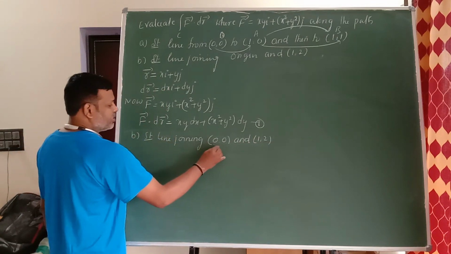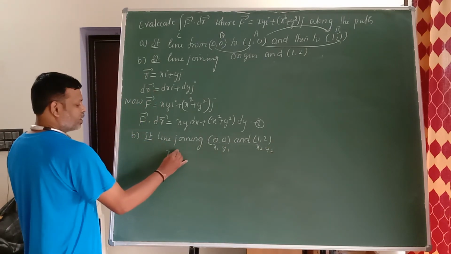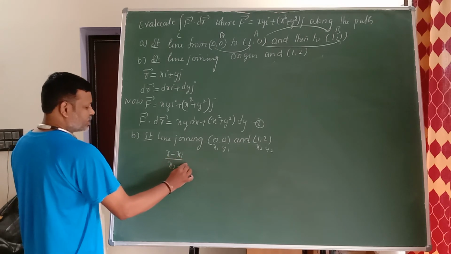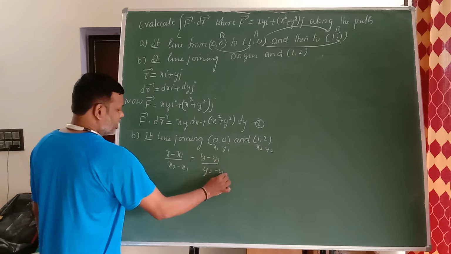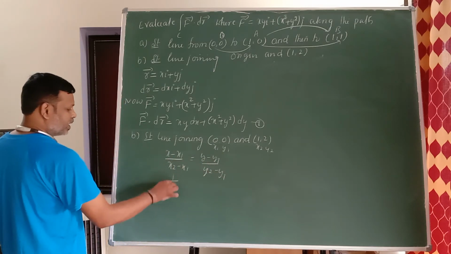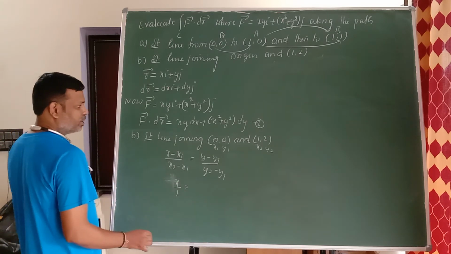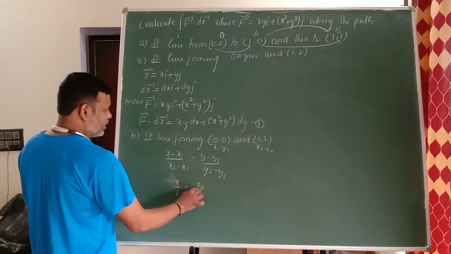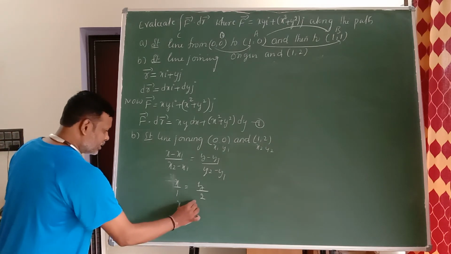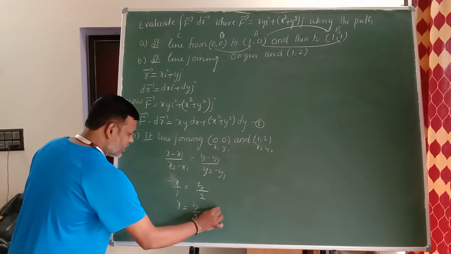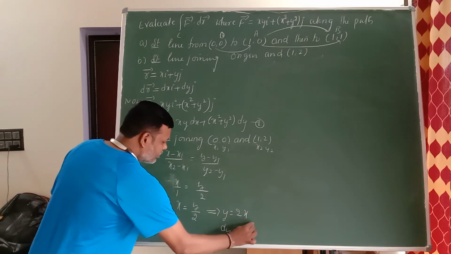So this can be taken as (x1, y1), and this can be taken as (x2, y2) as usual. Then the equation of a line is given by (x minus x1) divided by (x2 minus x1) is equal to (y minus y1) divided by (y2 minus y1). Substitute here: x divided by 1 is equal to y divided by (y2 minus y1), which is 2 minus 0, 2. Therefore x is equal to y by 2. That implies y is equal to 2x. Then dy is equal to 2 dx.